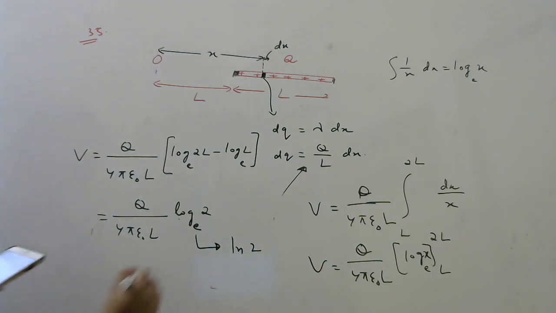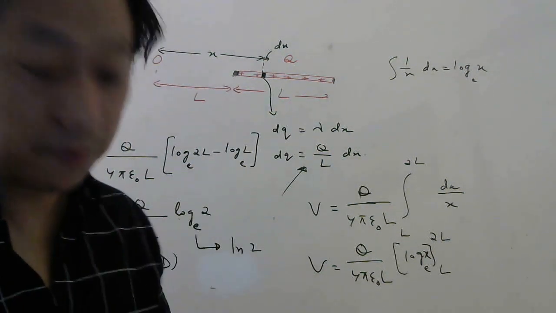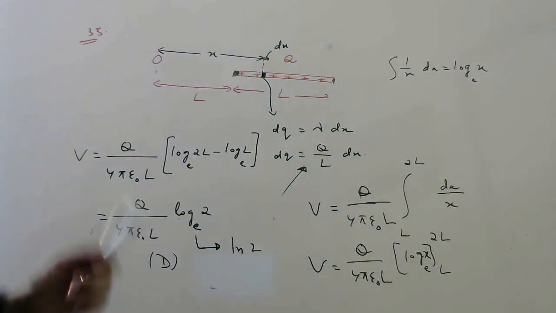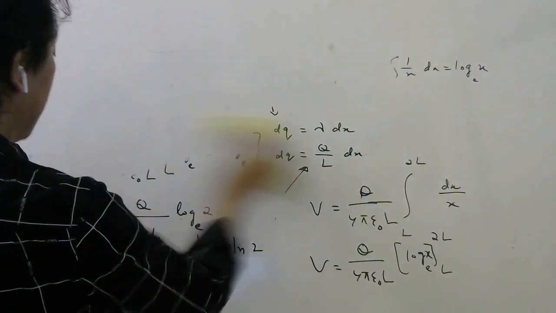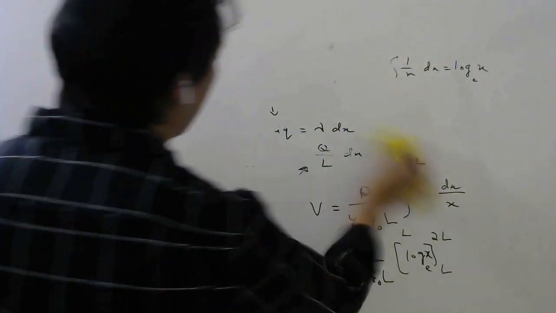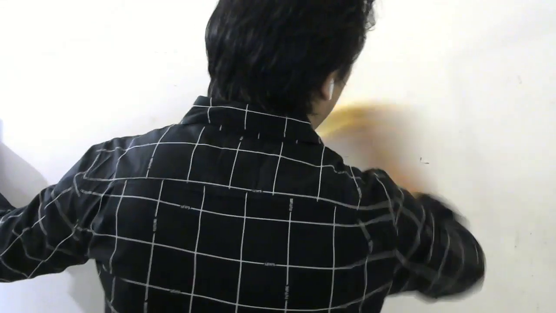So which will be the right answer for this question? Option D. So like this, even if this is not a point charge, still we can find the potential very easily by integrating the potential due to each part of the rod. So divide the rod into small pieces and find potential due to each piece. And for one small piece, we can use the potential due to a point charge.